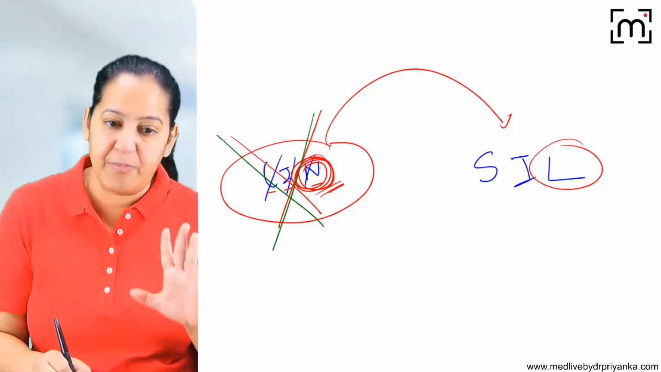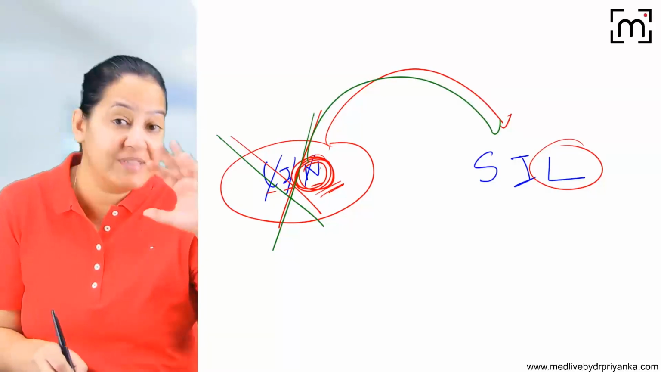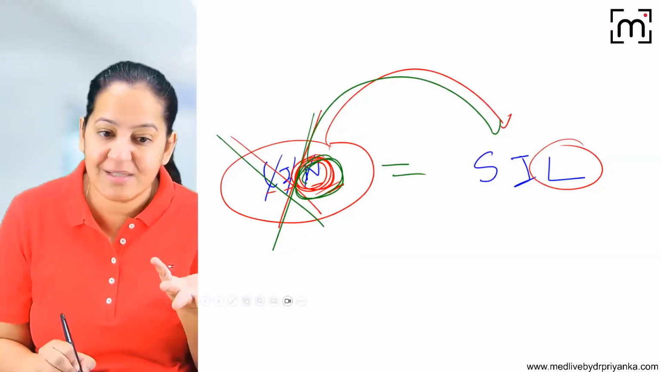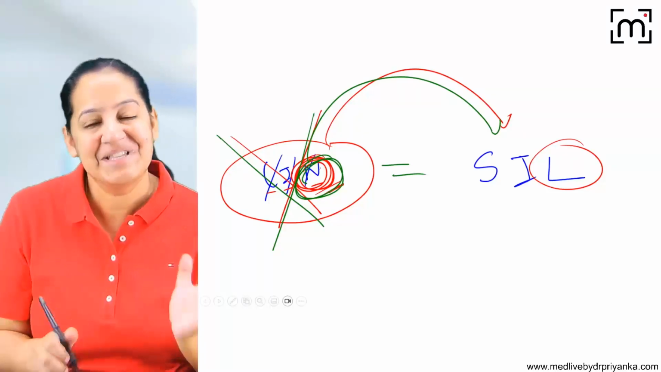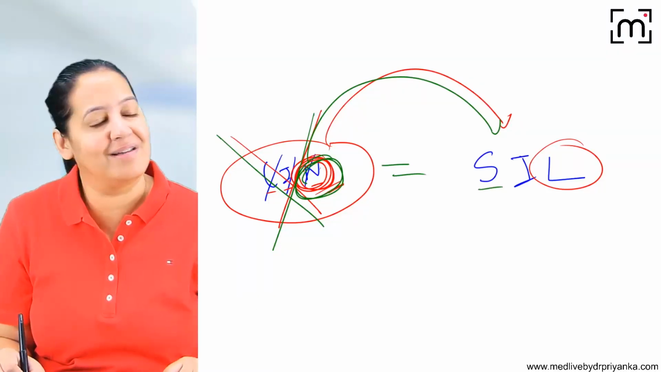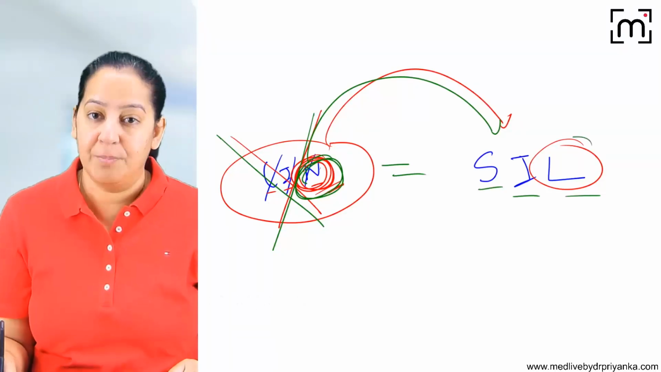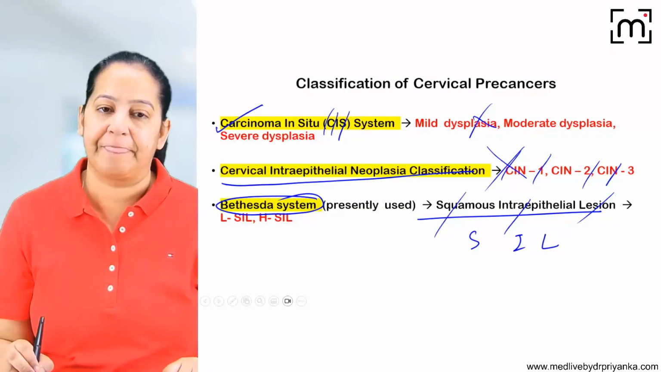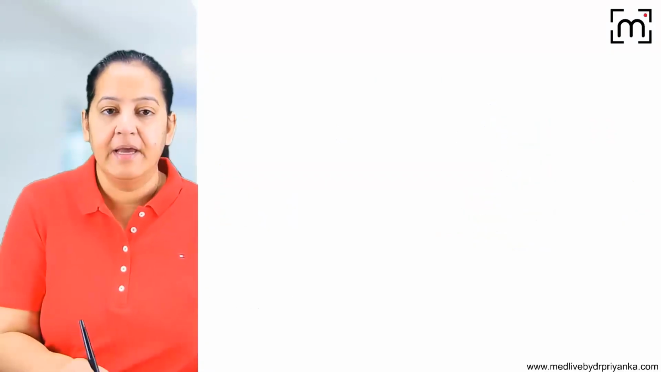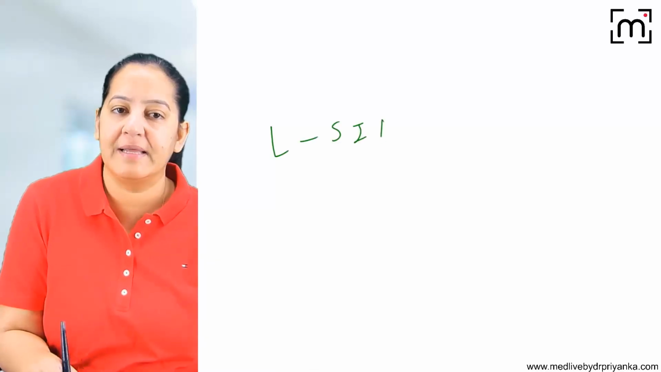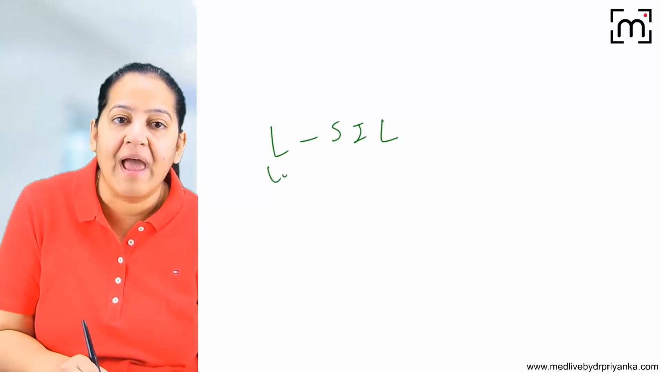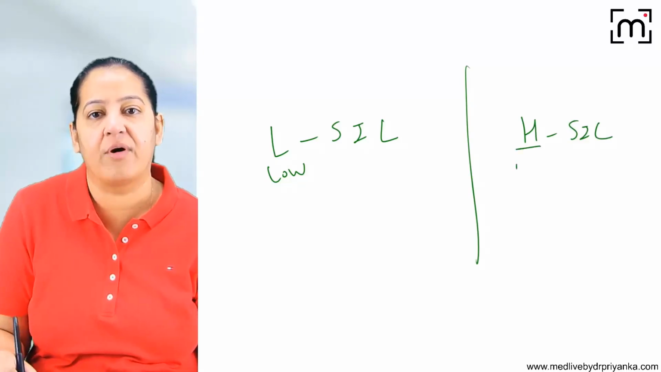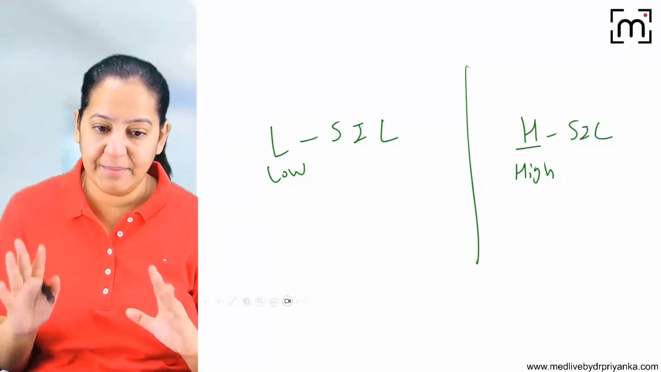So many scientists proposed that we should replace the term CIN with SIL. In CIN, N is neoplasia, but it is not a neoplasia, it's a pre-malignancy. So we replace it with SIL, squamous intraepithelial lesion. Better to call it a lesion. But it is a 2-tier system. Here we divide into 2 categories: low SIL, LSIL, L for low, and high SIL, HSIL, H for high.